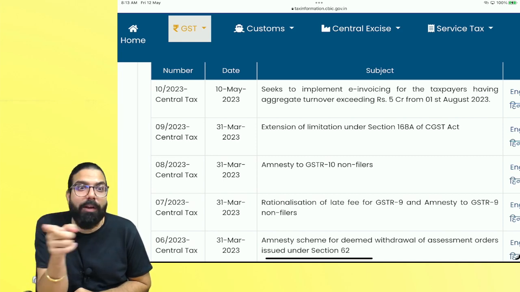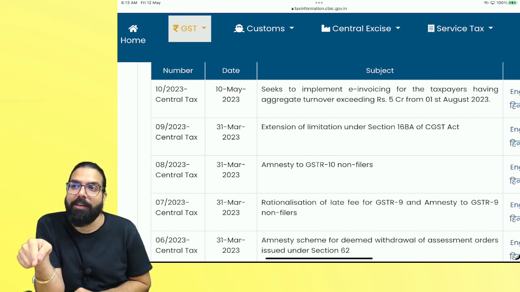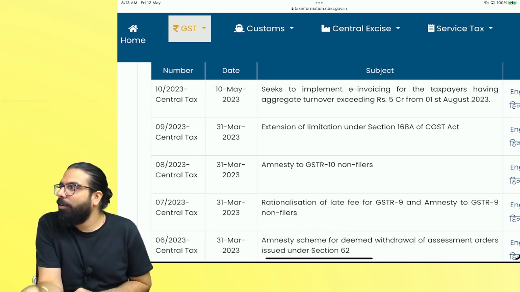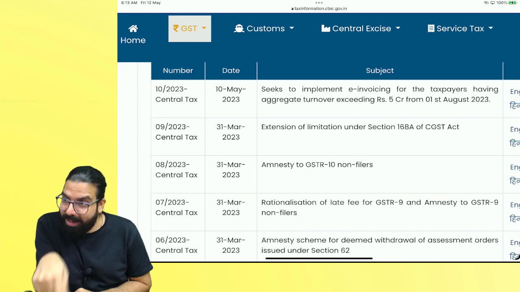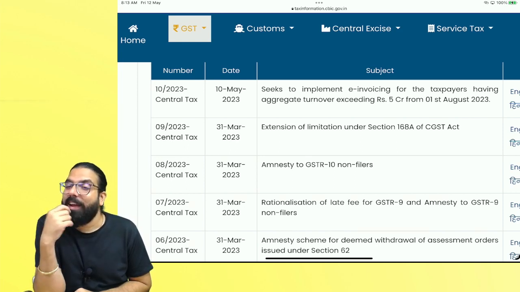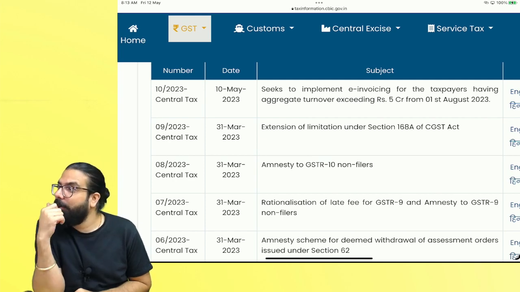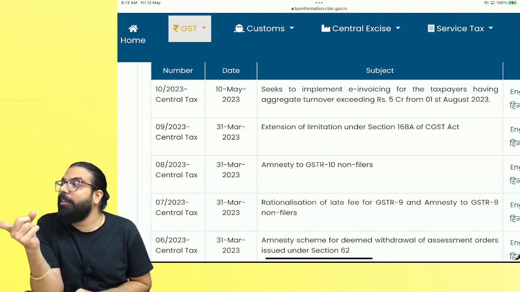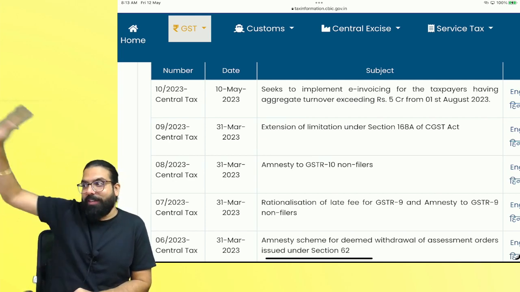Correct? This is applicable for all the students who are writing their exam in November 23. But now what they did in May, they have got one change. And they are telling the limit is 5 crore now. Is this an amendment? Yes or no? Yes. But this amendment is applicable for May 24 exam.